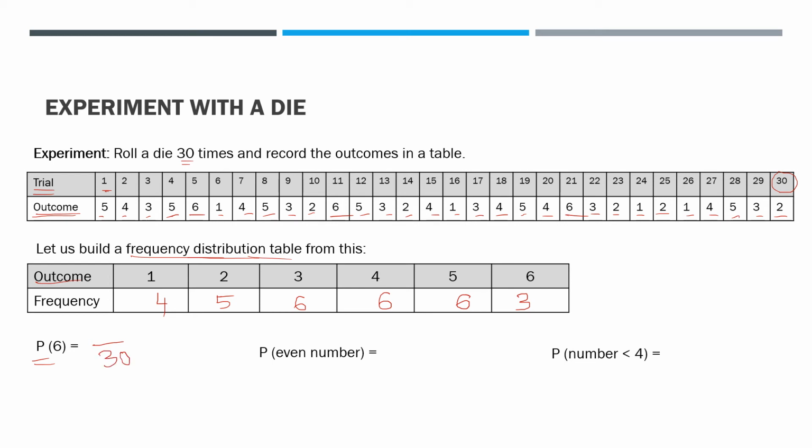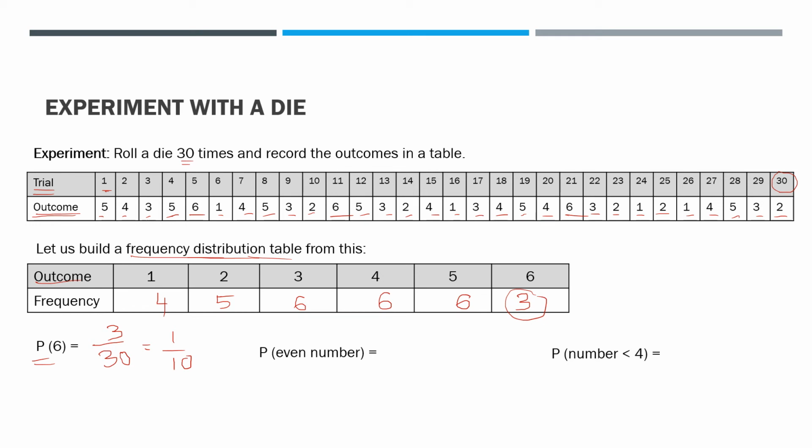Out of these 30 times, how many times did 6 show up? It is 3. So 3 over 30, or 1 over 10. Now, the probability of an even number.